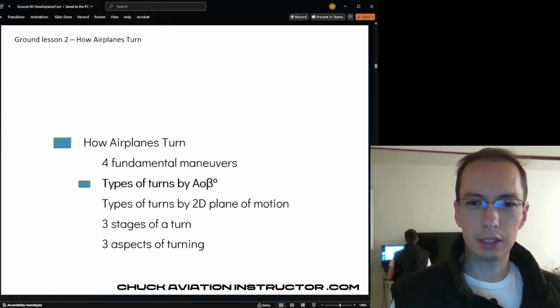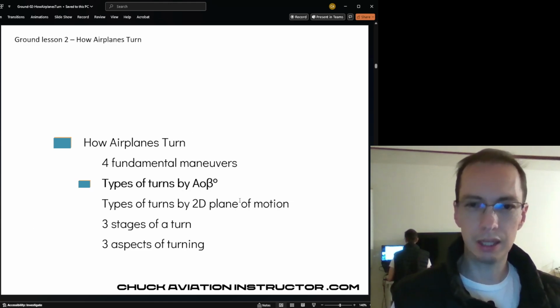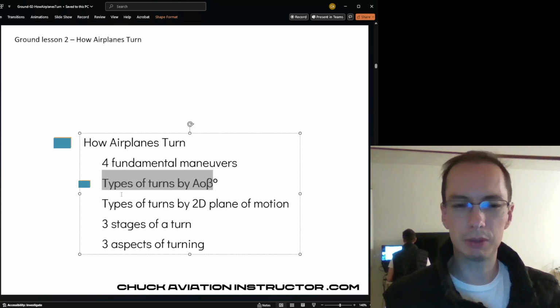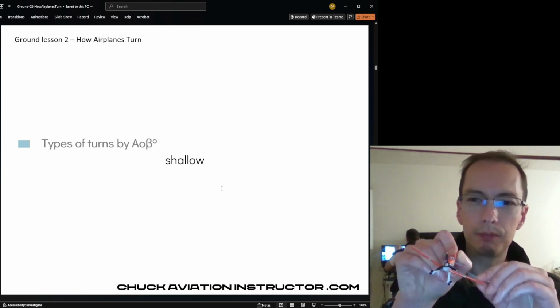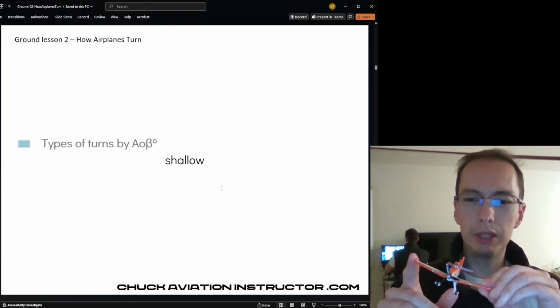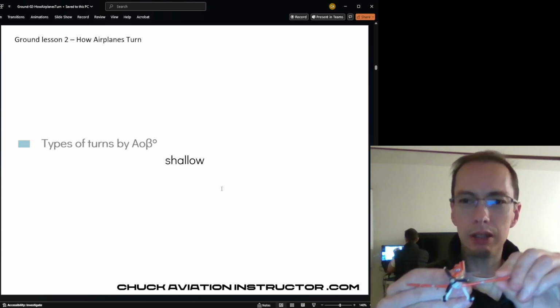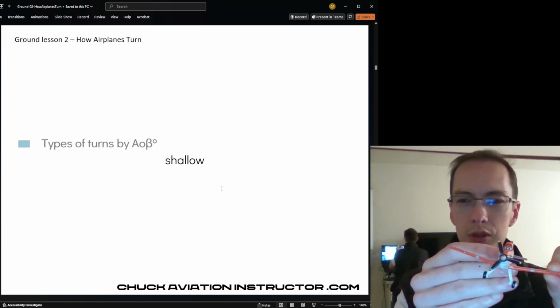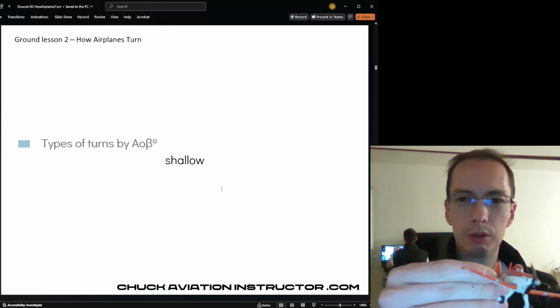But that's going to be a topic for later, because as they climb or descend as turns, they follow a two-dimensional plane of motion in a three-dimensional world. We're going to talk about that just after this. First of all, types of turns by angle of bank. They can be shallow, only 10 to 20 degrees, or even 5 degrees, as long as the wings are not entirely level, but just shallowly banked, as to produce a very slow change of heading.